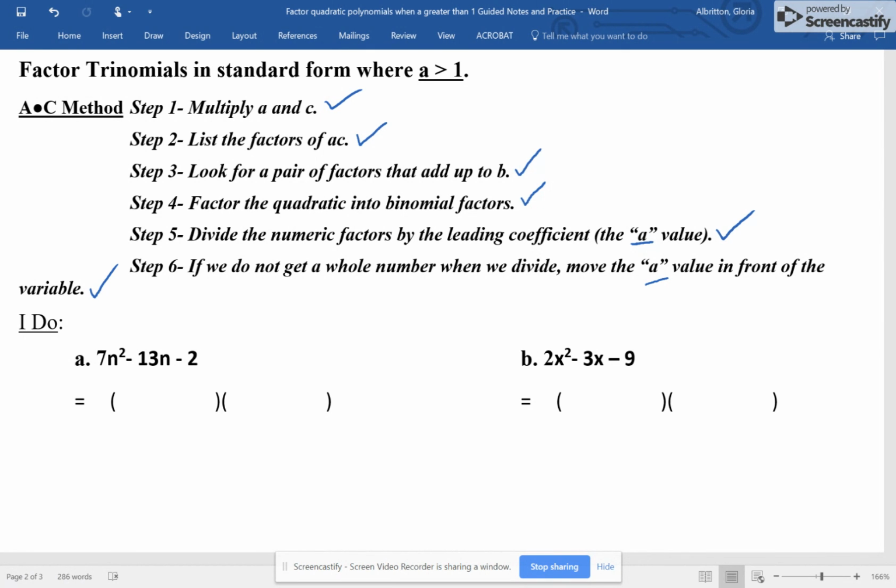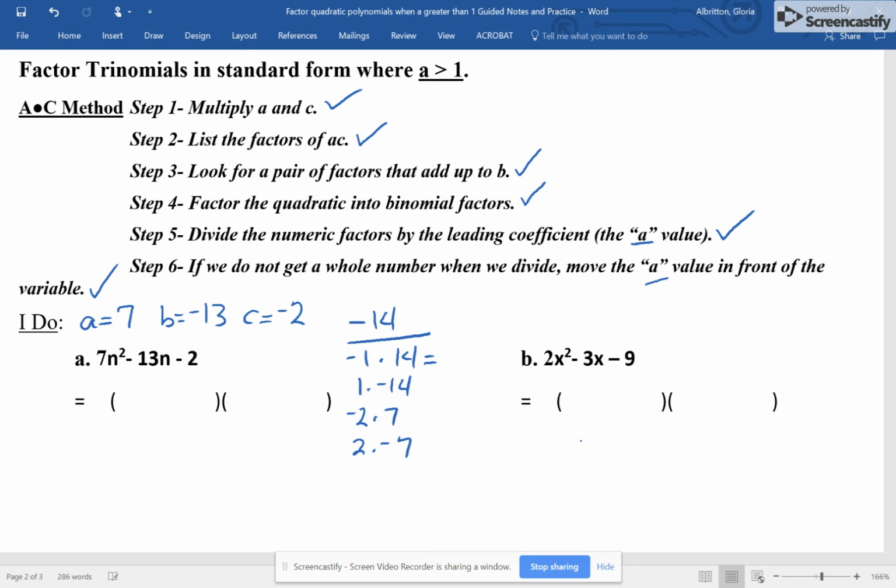So first of all, I'm going to identify my a, my b, and my c. So in this case, a is equal to 7, b is equal to negative 13, and c is equal to negative 2. Step 1 tells us to multiply a times c. Well, a times c is negative 14. And then we're going to list the factors of a times c. So the factors of negative 14 are negative 1 times 14, 1 times negative 14, negative 2 times 7, and 2 times negative 7.